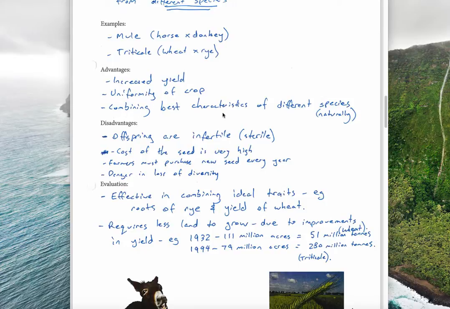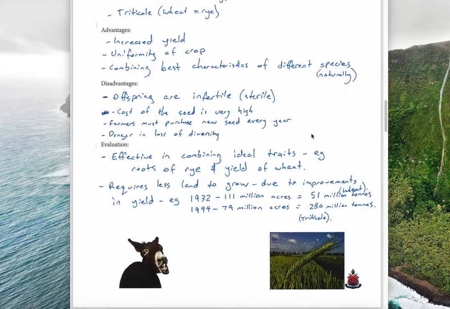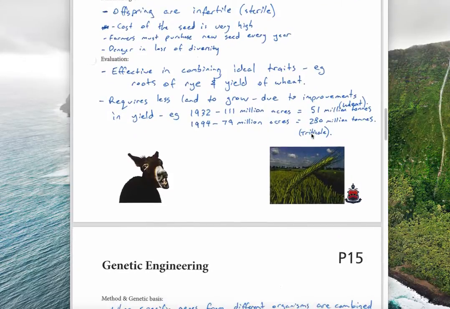It will allow you to combine the best characteristics of different species naturally without any genetic modification. The disadvantages are the offspring are infertile or sterile, so the mule can't reproduce and triticale can't reproduce. Therefore, the cost of the seed is very high. The farmers must purchase new seed every year, and the danger is loss of diversity, which means a pest or disease could come along and wipe out entire crops quite easily.